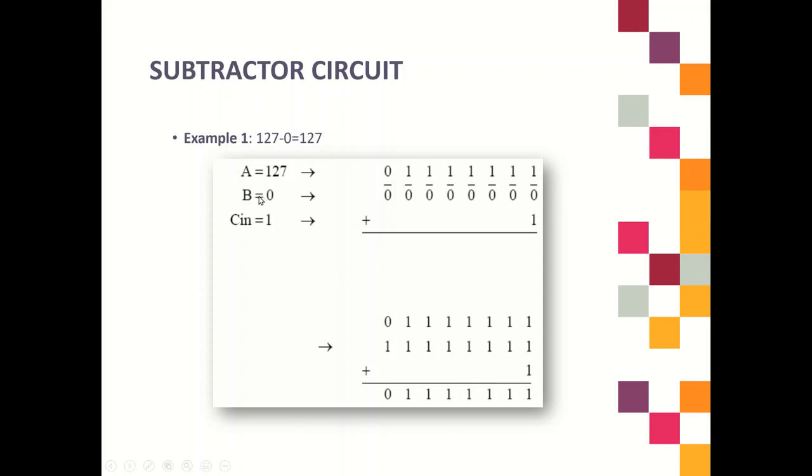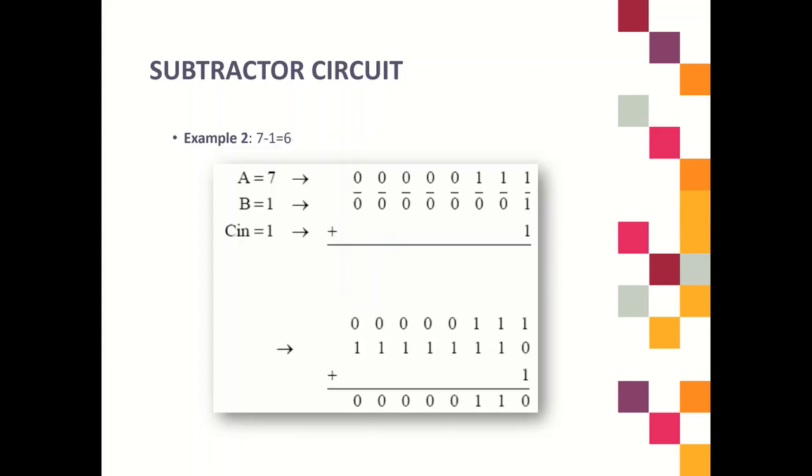You need to complement each bit of B. So this is value B, you complement it, and you will get this value for B, and then you need to add column by column. This is another example, example 2. For this example, you need to represent each decimal value using 8 bits. So 7 subtract 1, expected result will be 6. Each decimal value you must convert into 8 bits.